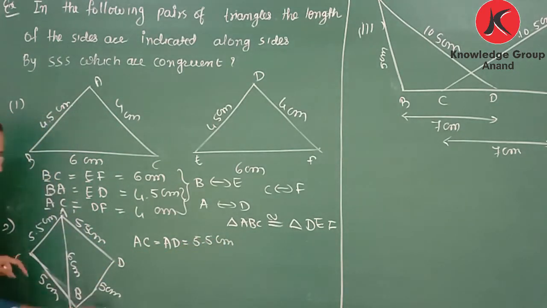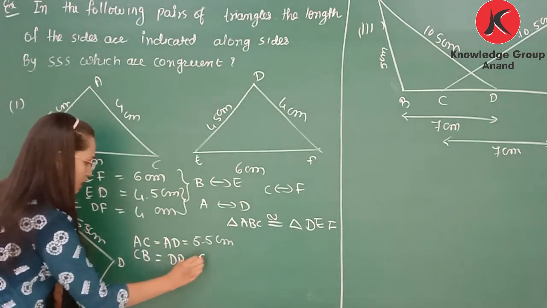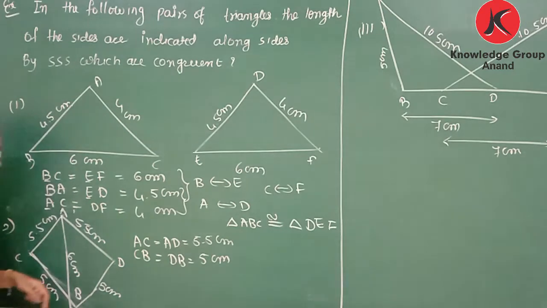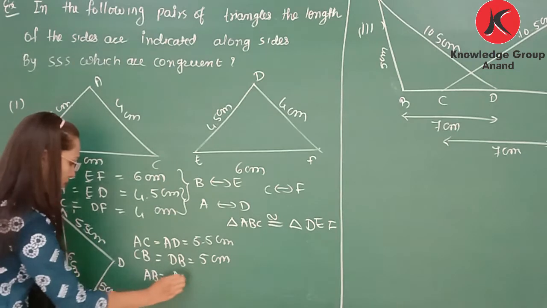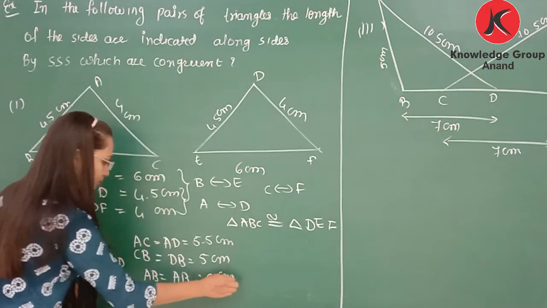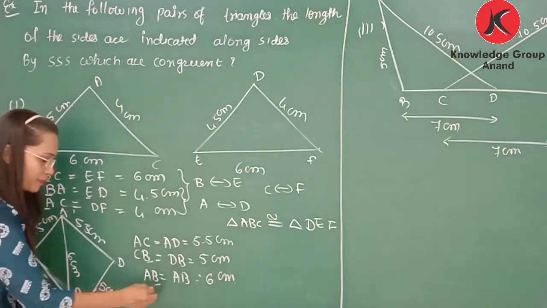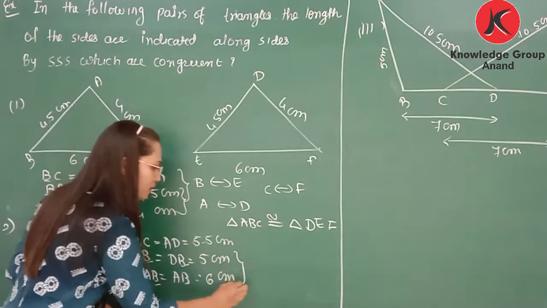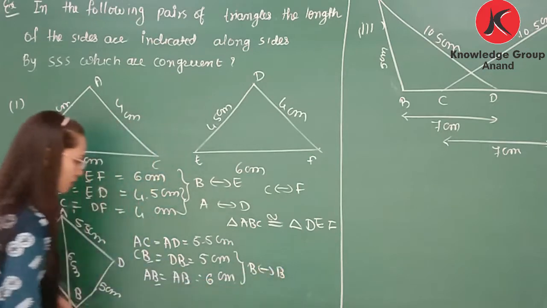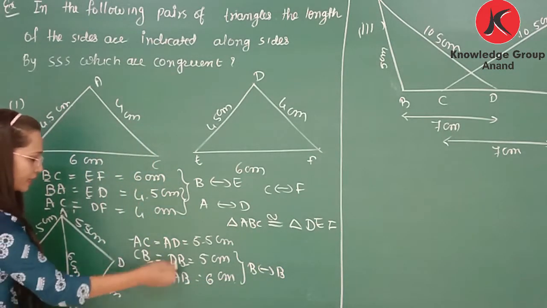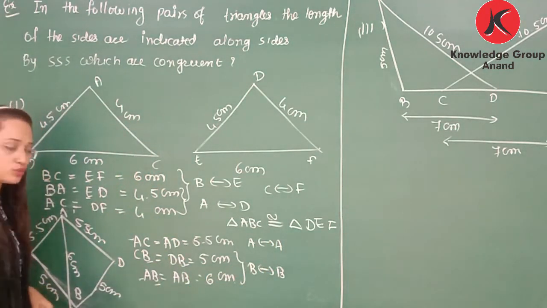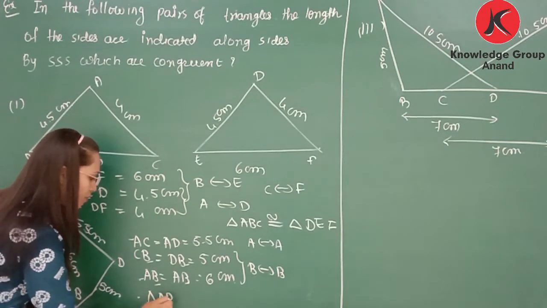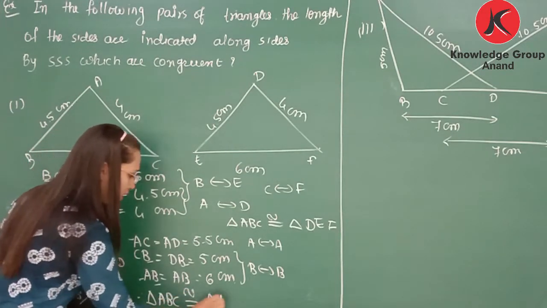Now for this, CB is equal to DB is equal to 5 cm. Next one, AB is equal to AD, that is the common side. From this part you can see B and B, so B corresponds to B. Now from this part you can see A and A, so A corresponds to A. So remaining C will correspond to D. So you can write triangle ABC is congruent to triangle ABD.